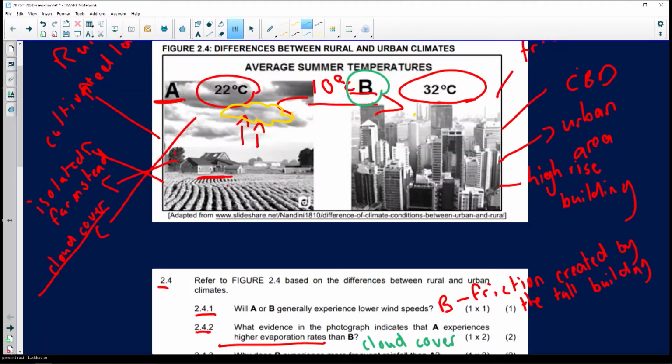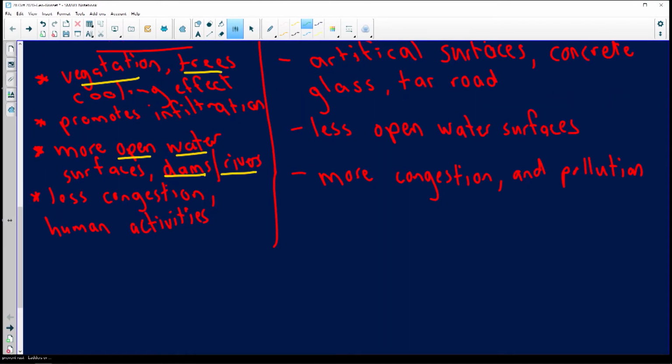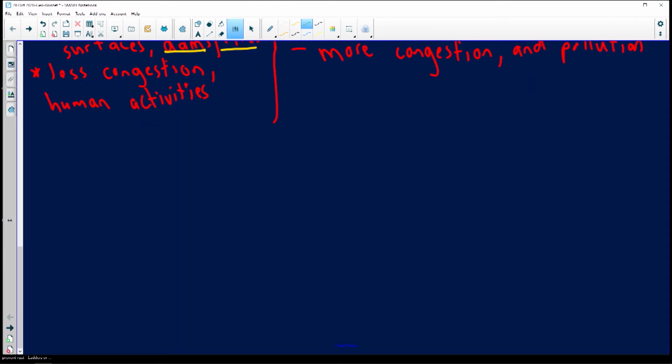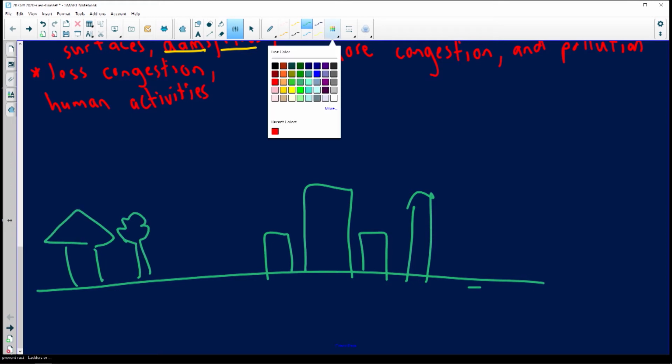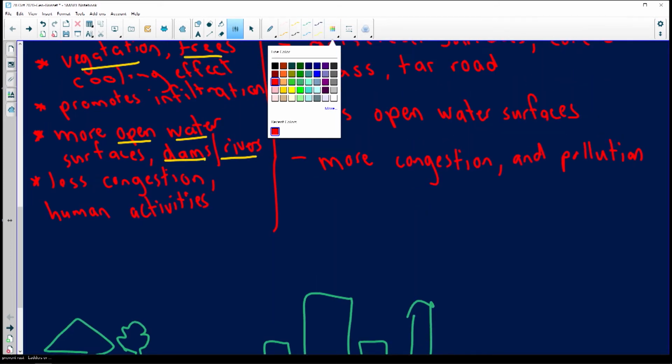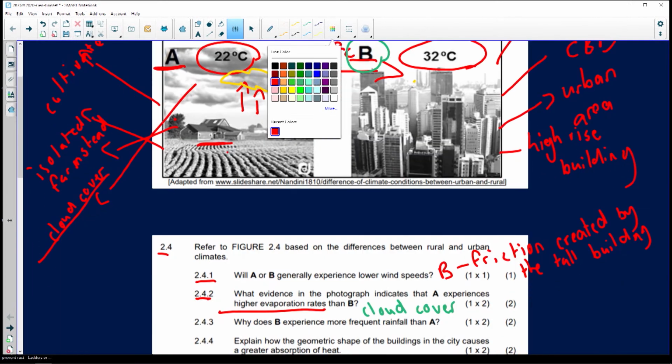Okay, the simple reason, I'm going to show you a diagram. Quickly going to try and draw it there on the bottom of my sheet. Now, let's assume we have our urban areas. That's our CBD. Okay. And there's our rural area. Okay, just with a couple of trees. Now, we already established that we experience warmer temperatures. I just want to go back to my diagram and implicate it over here.